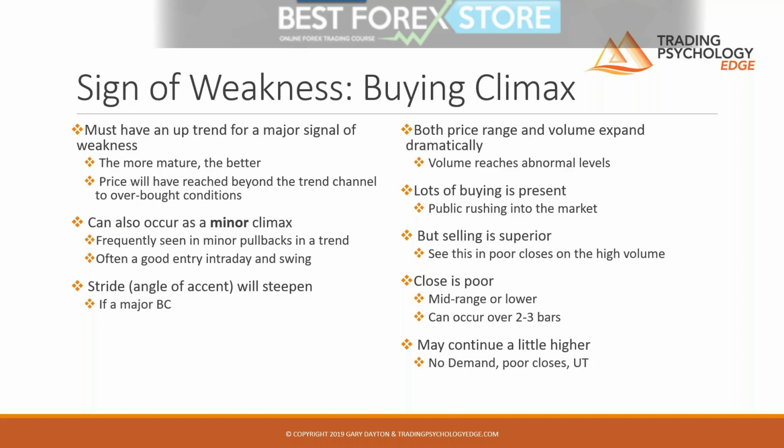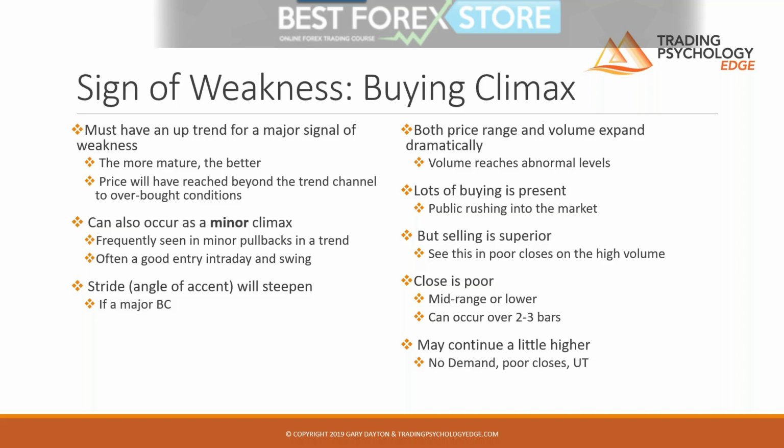Wyckoff used to call it demand of poor quality, and selling will be superior. We see this in the poor closes on the high volume. That is the larger players, the institutions, coming into the market, seeing price at an opportune moment and stepping in and selling. When they sell, they're going to be superior because they have the ability to temporarily move or affect the market.